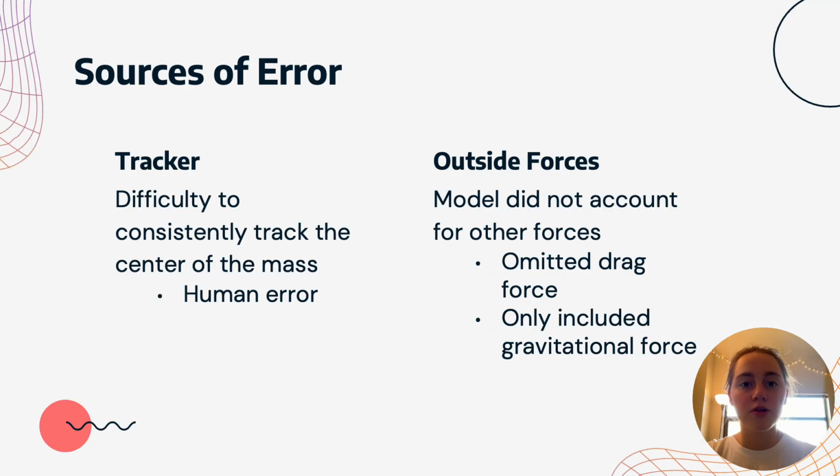There were a couple of sources of error in this lab. First was that in Tracker, it's difficult to consistently track the center of the mass, and this can be attributed to human error, as I can't perfectly place that tracker dot on the same spot each time. The other source of error was outside forces. This model didn't account for other forces such as the drag force. The only force we included for our net force was the gravitational force.